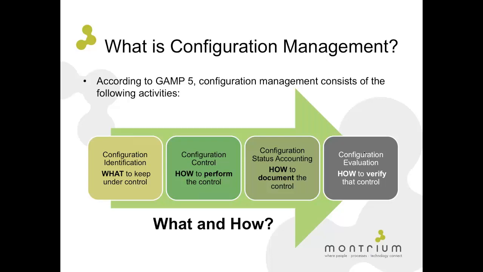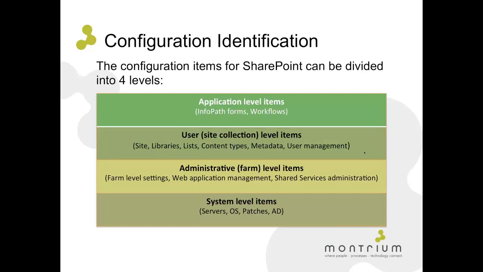Now within SharePoint, configuration items that we need to be able to control can be divided into 4 different levels. So we've got at the bottom the system level items. So this is really our servers, our operating system, Active Directory. So really all of the underlying infrastructure that would support SharePoint, be it cloud-based or on-premise. We then have the administrative level, so really the farm level. This is really all of the farm level settings, web application management, and shared services administration. The third level is really at the user level. So this is the site collection level, where we have all of our sites and libraries and content types and metadata and everything else really that we manage at the site collection level. And then finally we have the application level. So this is really your forms, your workflows, or any other third-party applications. And so all of these different things all need to be managed under configuration control.